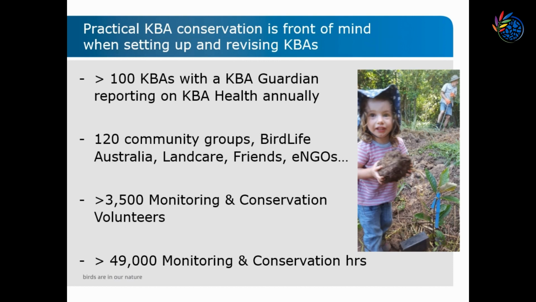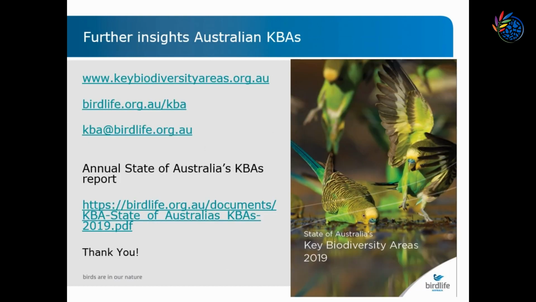From the word go, we've really looked at practical KBA conservation. So we've got more than 100 key biodiversity area guardians that report annually on the health of the KBAs. We've got more than 120 community groups involved, 3,500 volunteers, 49,000 hours of conservation. So it's a great movement for their protection.